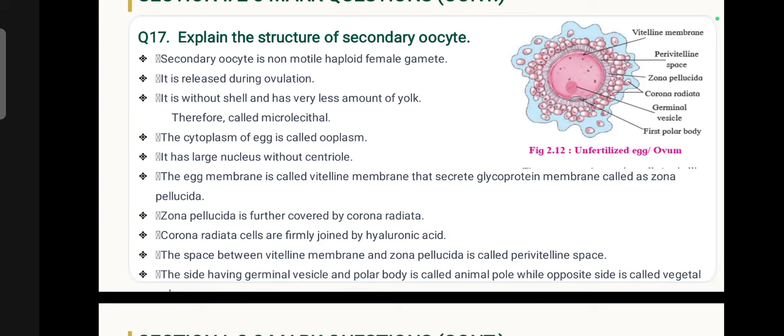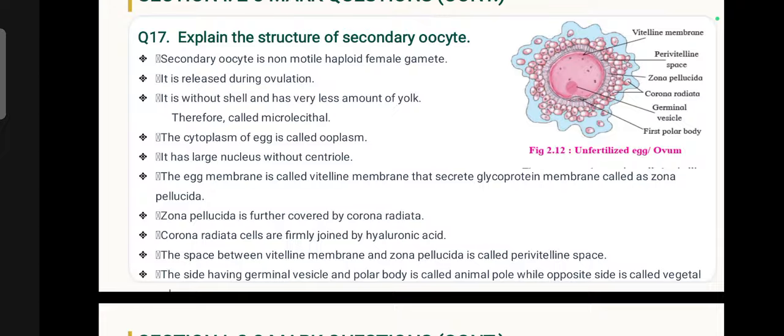On this, a 1 mark question comes: why human oocyte is called microlecithal. So the answer will be: it is without shell and has very less amount of yolk. Therefore, it is called microlecithal.